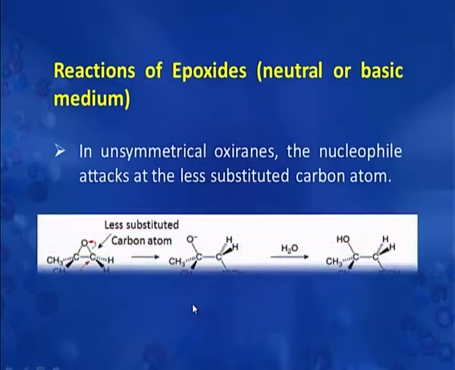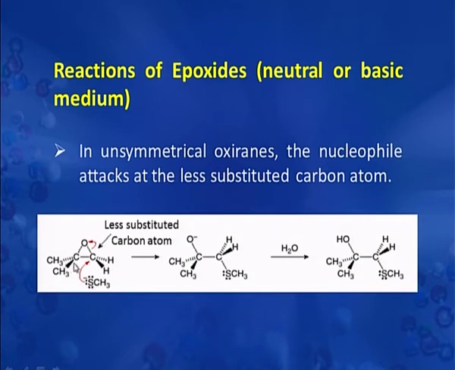In case of unsymmetrical oxiranes, the nucleophile attacks at the less substituted carbon atom. Now, what is the meaning of this? We have here in this particular oxirane, this carbon attached to two methyl groups, whereas this carbon is attached to two hydrogens. You already know that when we have a bulky group at the carbon, then this is a more strained or hindered carbon. So, in case of unsymmetrical oxiranes, the nucleophile attacks at the less hindered or less substituted carbon.